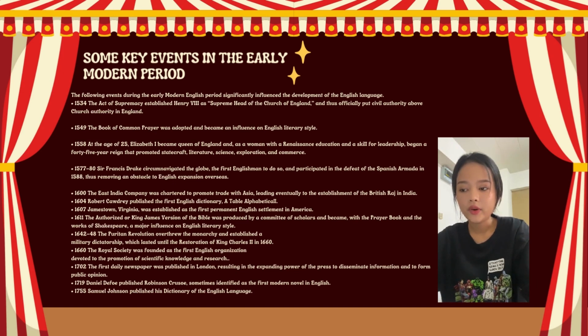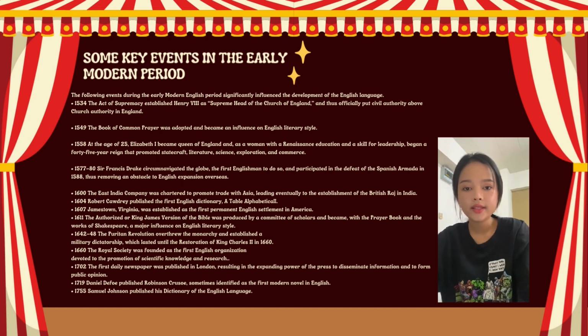1642 to 48. The Puritan Revolution overthrew the monarchy and established a military dictatorship which lasted until the election of King Charles II in 1660. In 1660, the Royal Society was founded as the first English organization devoted to the promotion of scientific knowledge and research.